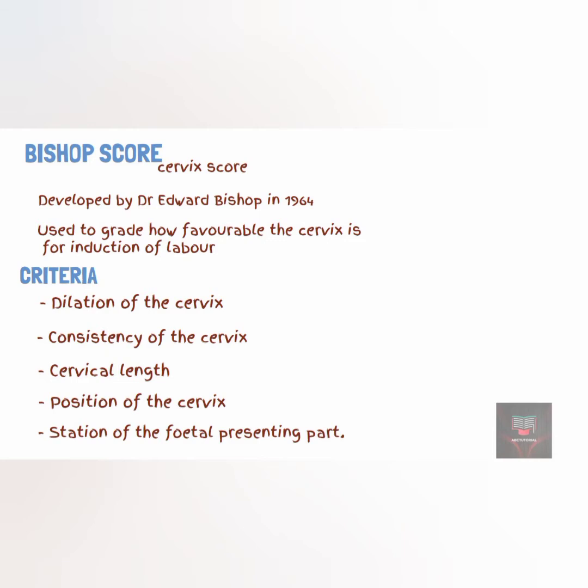This is referred to as the modified Bishop score. The original Bishop score measures the cervical effacement instead of the cervical length. The modified Bishop score has a score ranging from 0 to 13.